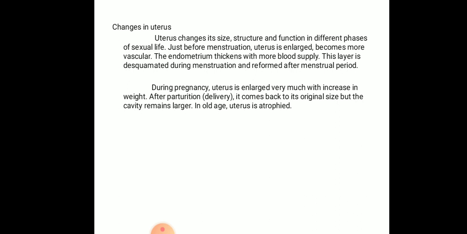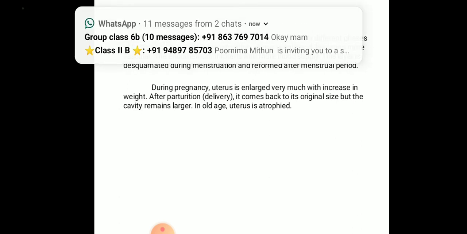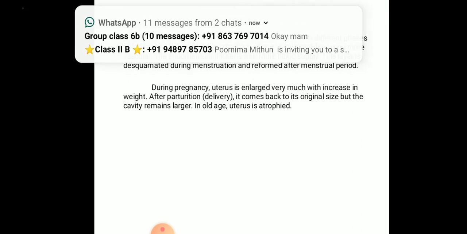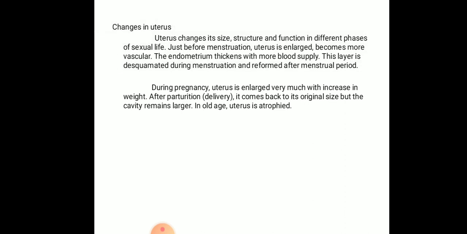During pregnancy, the uterus is enlarged very much with an increase in weight. Because of the baby inside the uterus, the size is enlarged and the weight is increased. After delivery or parturition, it comes back to its original size, but the cavity remains larger. In old age, the uterus atrophies, that is, it decreases in size.